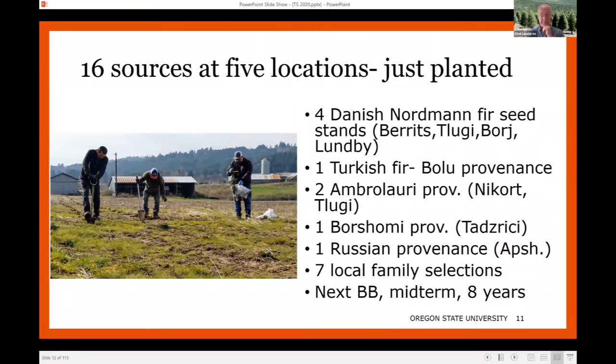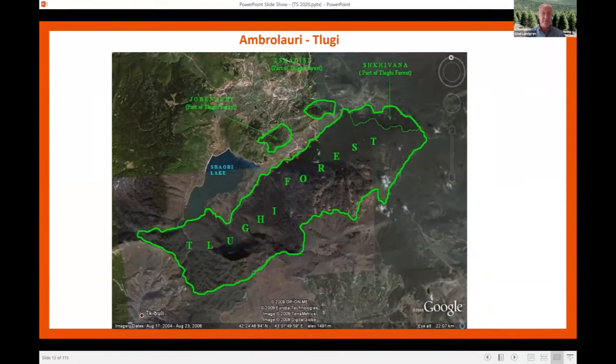So this is trying to move the needle forward for both Turkish and Nordmann fir, as more and more growers are starting to be interested in these new species from Georgia and Turkey. To put this in perspective of where some of these collections happen, this is a Google Earth view of the Ambrolauri region of Georgia, the Tlugi forest, kind of in the middle of the country of Georgia. It's a large forested area.